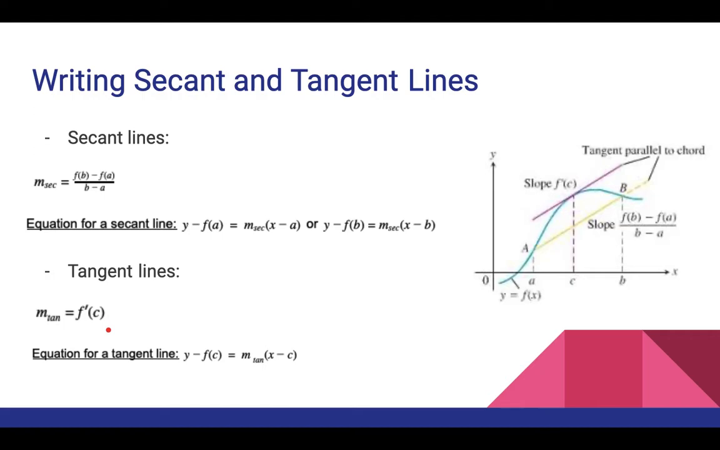And then we do a similar step as we did with the secant line. We use the point slope form, except now we only have one point that we can use in our point slope form, (c, f(c)). So we're going to have y minus f(c) equals m tangent times x minus c. So we find our derivative at x equals c, and then we plug that into the point slope form for a line.